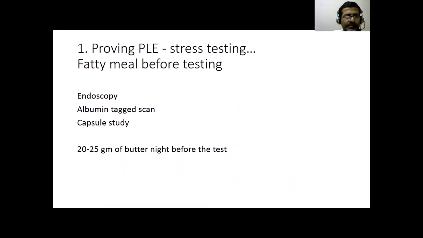Now, sometimes we have found that you need to stress the lacteals and make them rupture and leak for some of these tests to be positive. This is particularly true of lymphangiectasia. So if you are suspecting lymphangiectasia and looking for it, you have to give the patient a high fatty meal before doing an endoscopy, before doing an albumin tag scan or a capsule study, because only then the lacteals will become turgid and show up as white spots.